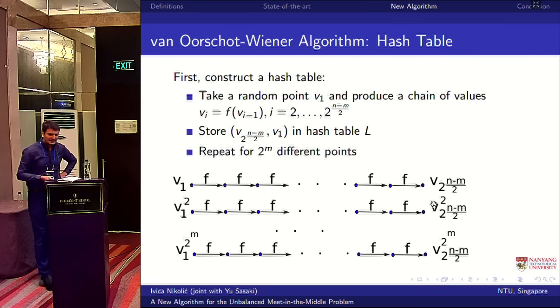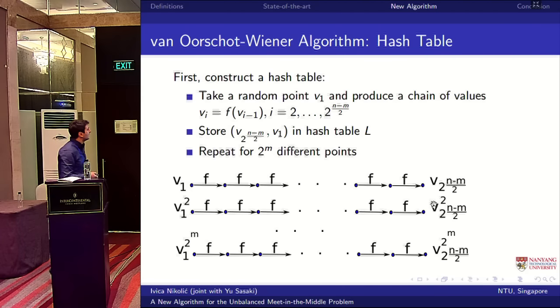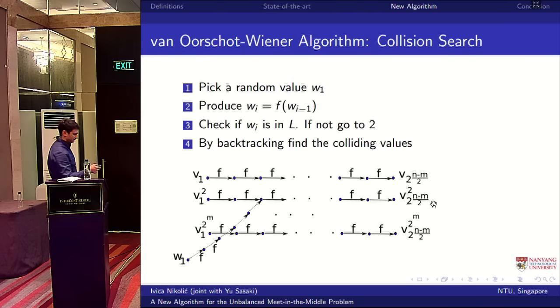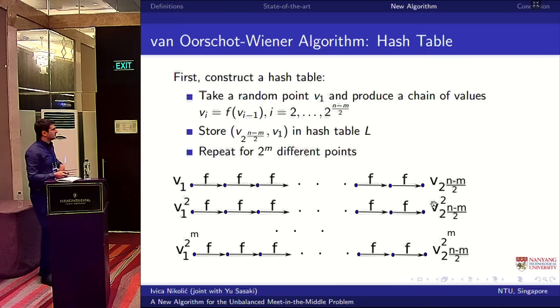It works in two phases. In the first phase, you build a hash table. So basically, assume we are trying to find a collision for some function f. You start with 2 to the m random points, and you iteratively evaluate the function f on those points. For each of the points, you build a chain of length 2 to the (n minus m) divided by 2. And then you store in a hash table only the ending and the beginning points of each chain. Okay? So we create a hash table.